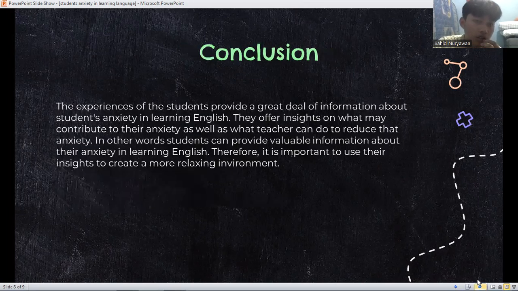Conclusion. The experiences of the students provide a great deal of information about student anxiety in learning English. They offer insight on what may contribute to their anxiety as well as what teachers can do to reduce the anxiety. In other words, students can provide valuable information about their anxiety in learning English. Therefore, it is important to use their insight to create a more relaxed environment.